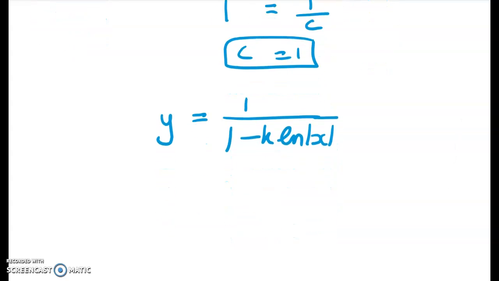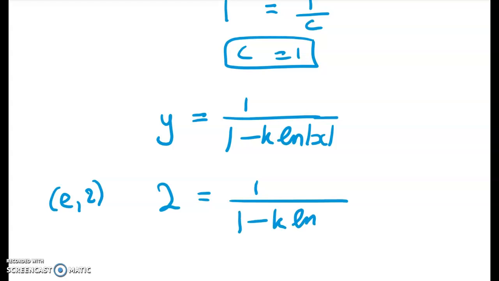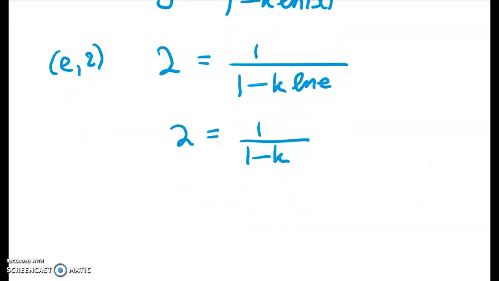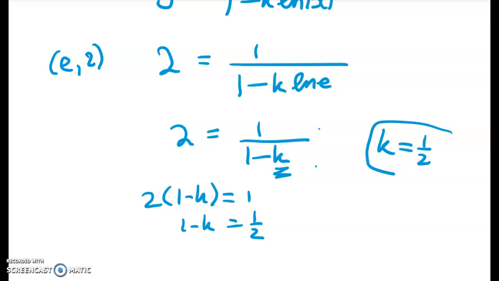And we'll substitute in now the point (e, 2). So 2 is equal to 1 over 1 minus k times the log of e. So 2 is equal to 1 over 1 minus k. So you can just look at that and think, well, what number does this have to be to give 1 over what will give me 2, and k is equal to half, or you can do it properly and get 2 into 1 minus k equals 1. What have I got now? 1 minus k is equal to a half. There we go. It's pretty obvious to me that k is equal to a half. I think it's fine to skip straight from here to here.